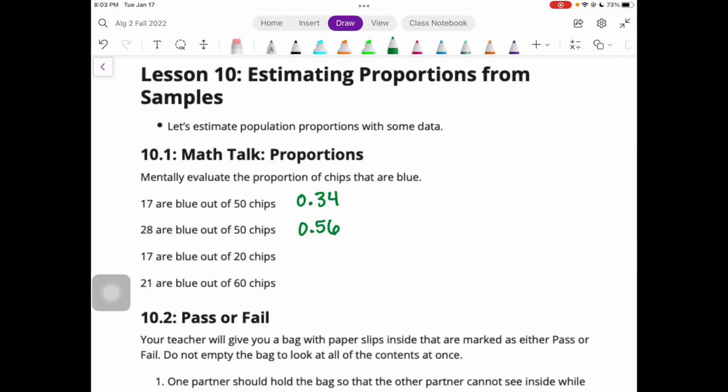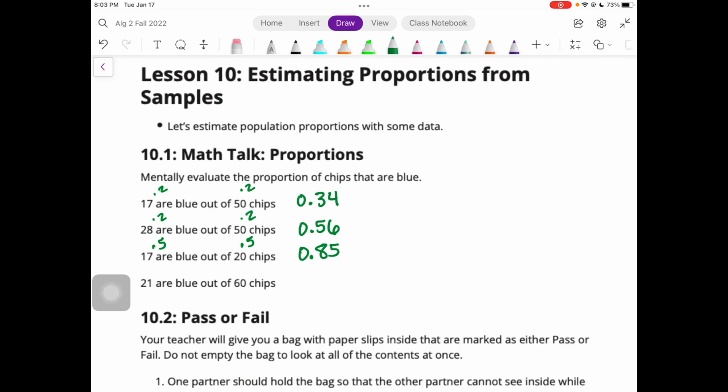17 are blue out of 20. So that would be the same thing as 85 out of 100 if you just multiply both by 5. Again, this one we're multiplying by 2, and for here, we're multiplying by 5. So that was 85 out of the 100, so 0.85. And then you could also divide by 2. So then it's 8.5 out of 10. That's another way of looking at it.